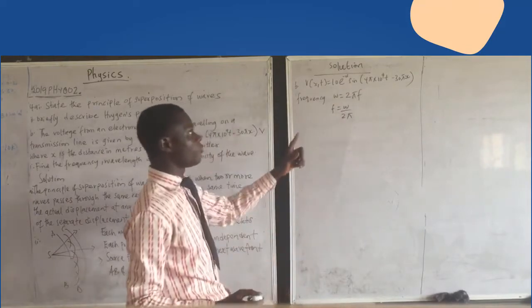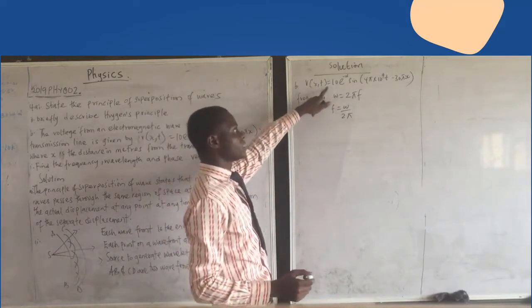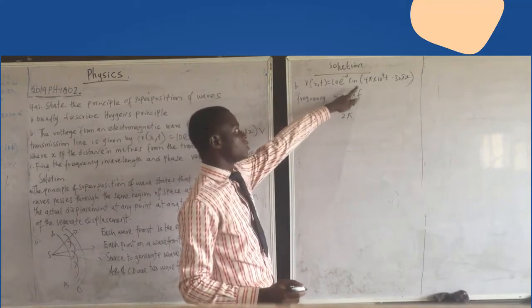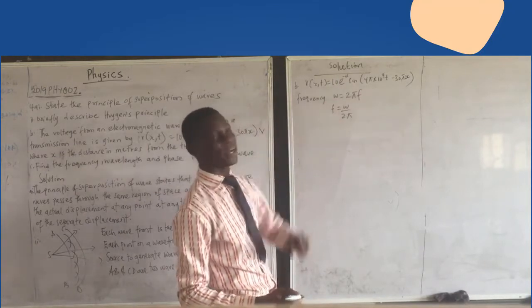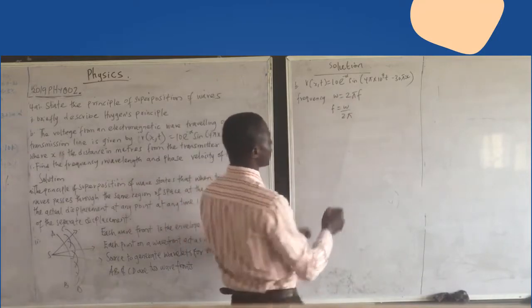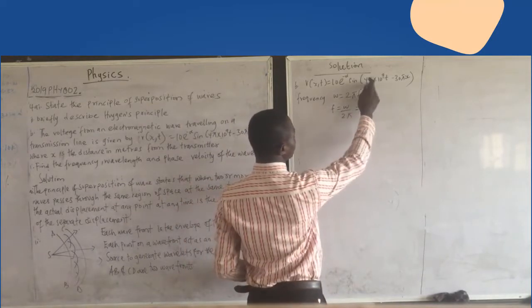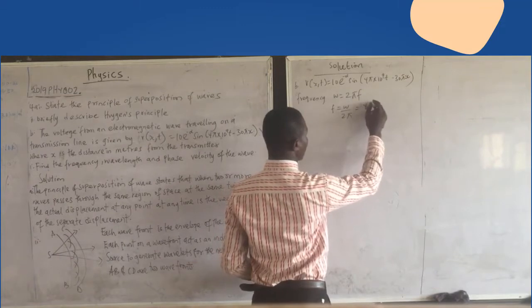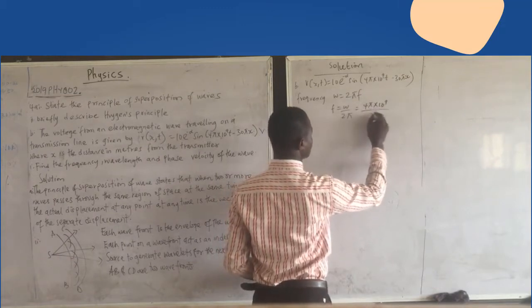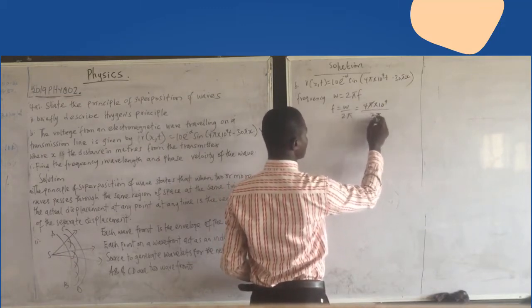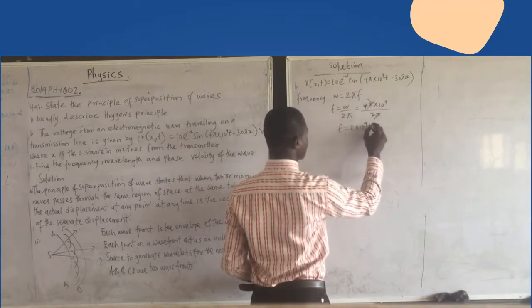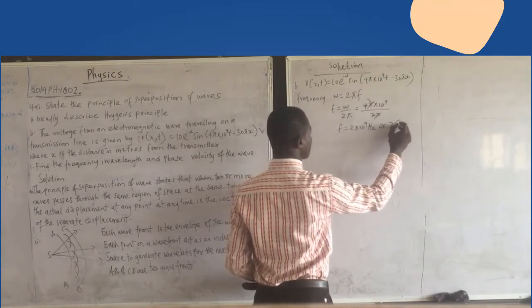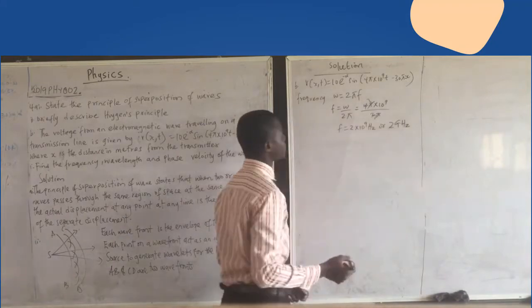And from your equation of a wave, y of x,t equals A sine of omega t minus kx. So from that, our omega is equal to what? 4 pi times 10 raised to the power 9, over 2 pi. So the 2 cancels, 1 here, 2 here. So f equals 2 times 10 raised to the power 9 hertz, or 2 gigahertz. Giga is 10 raised to the power 9.